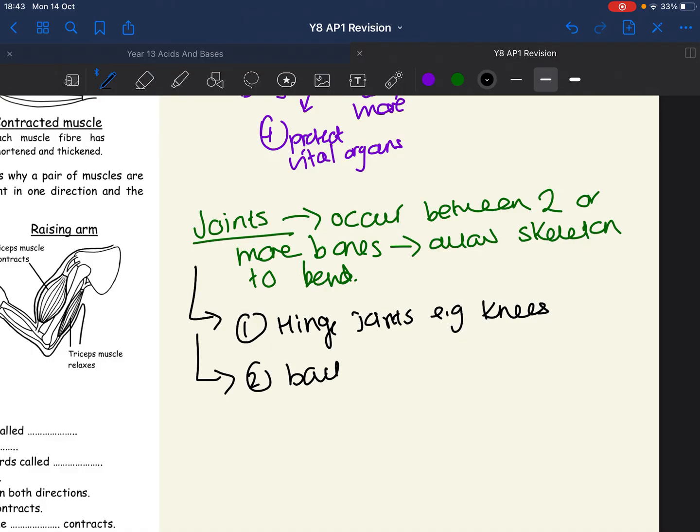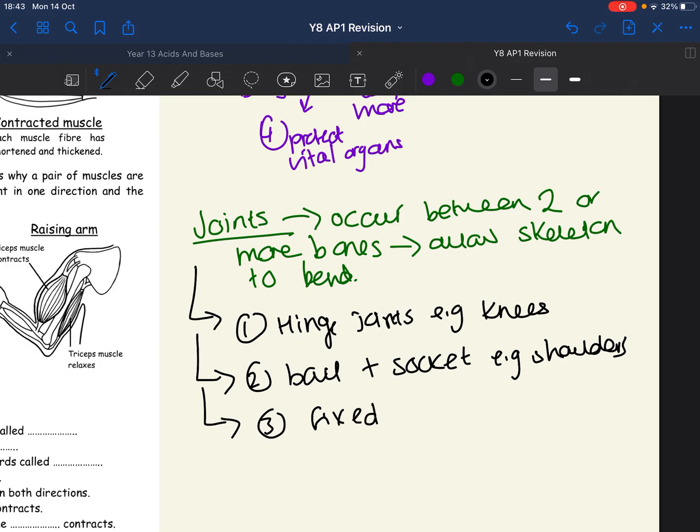The second type of joint is the ball and socket joint. These allow movement in all directions, like your shoulders can move in all directions. And lastly, we have the fixed joints. With fixed joints, no movement is allowed. An example is your skull, because your skull is not going to be moving around.